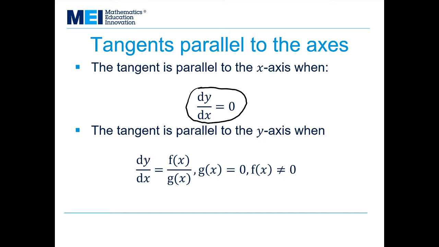So we're expressing the derivative in the form of a rational function, and the denominator in that rational function is 0, but this is very important, the numerator has to be non-zero. If they're both 0, something a little bit different is going on, and we're going to be looking at that in a later video.